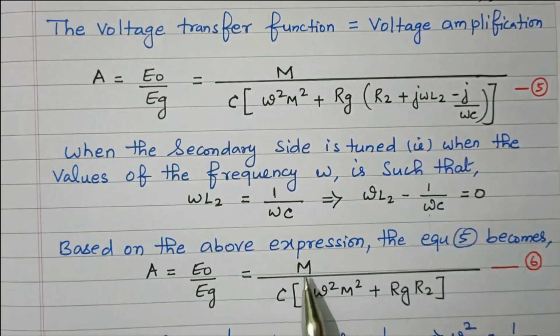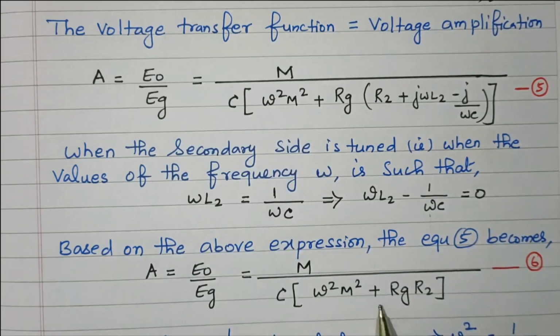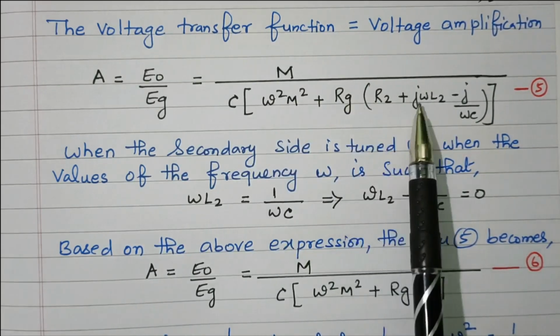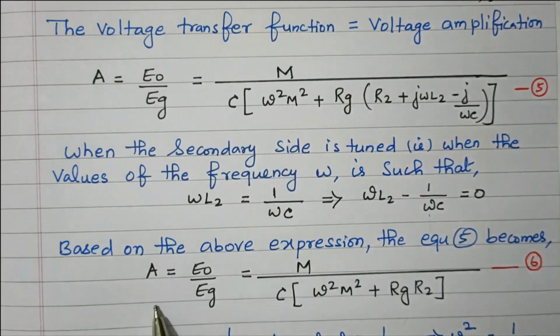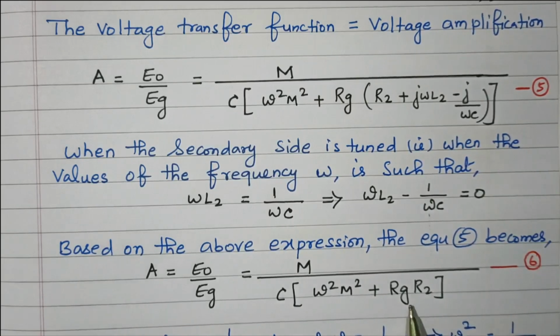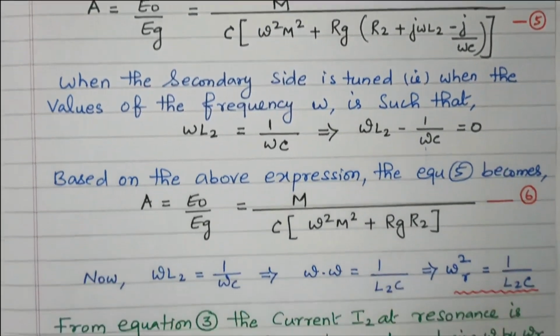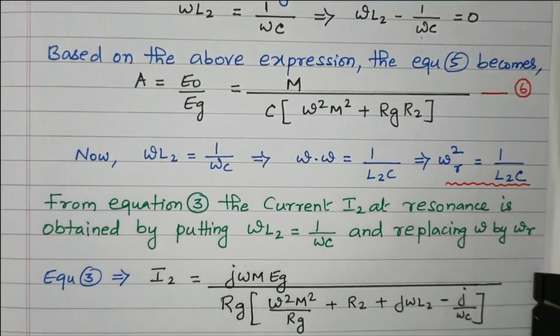So what we have is M divided by C times omega square plus M square plus Rg into R2. This term becomes 0 under the tuned condition. So now the amplification function is further simplified, that is, the amplification factor on tuned condition. Take this as equation number 6. Now we'll go for the further discussion.